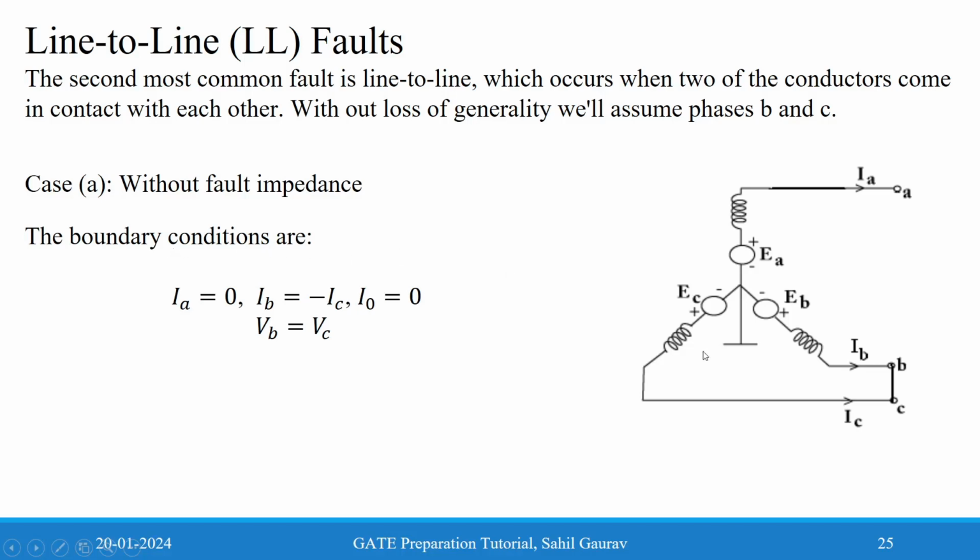Therefore, the boundary conditions are IA equal to 0, because this is the assumption we have taken, that no load is connected before the fault. So IA is equal to 0, and IB is equal to minus IC, and I0 is equal to 0 because no grounding path is coming into this LL fault, and VB is equal to VC because these two phases are in short circuit condition.